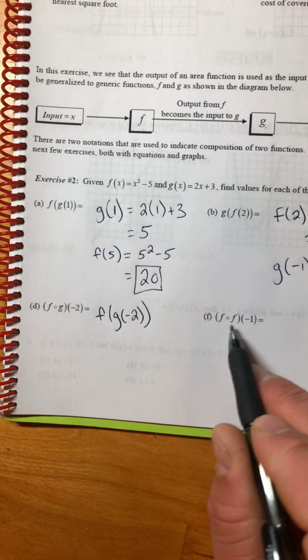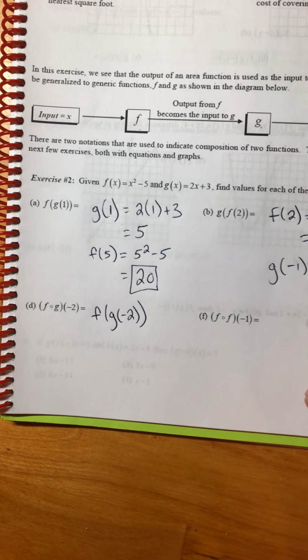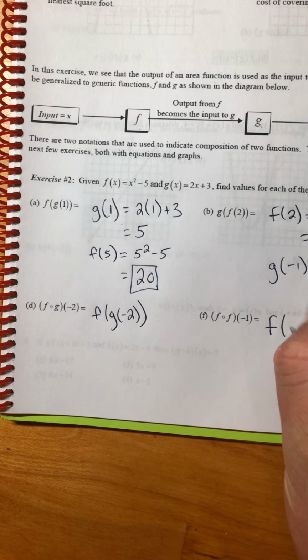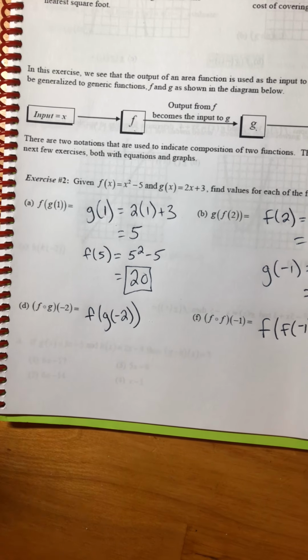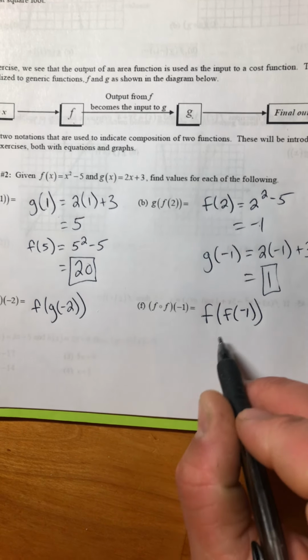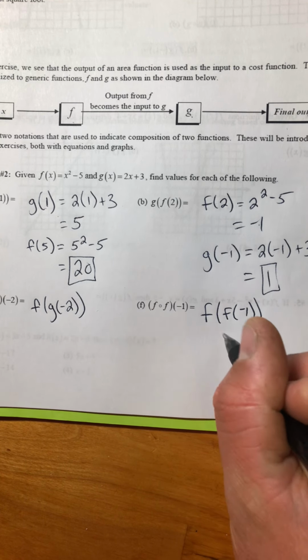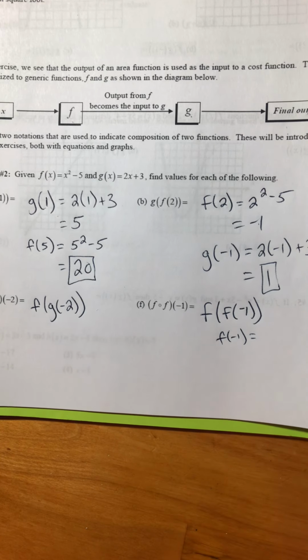Same thing for f. This is f of negative 1. Can you actually do that? Yeah, let's rewrite it. It looks better this way. This is f of f of negative 1. Same thing written differently. Let's try this one. All right, f of f of negative 1. We'll start at the inside. F of negative 1 is... I guess we haven't done it yet.